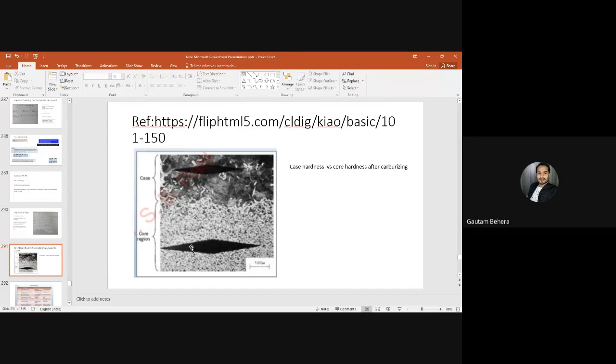Here the indentation is very prominent, but here the indentation is not so prominent. So indentation being prominent means more plastic deformation has happened here, and less plastic deformation has happened here. More plastic deformation means the resistance to plastic deformation is less here, but resistance to plastic deformation is more here. So that means this part is softer, this part is harder. Why harder? Due to the more carbon concentration in the case region. So this is one of the very good figures you can see.